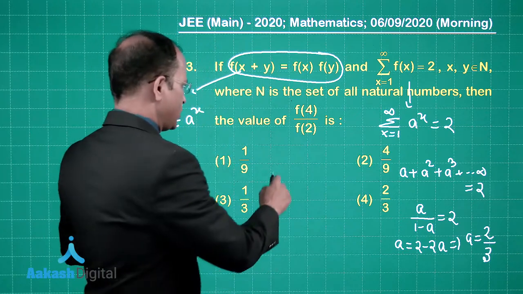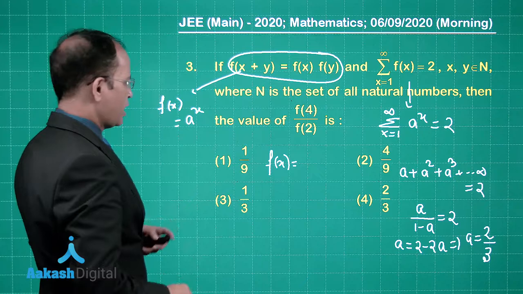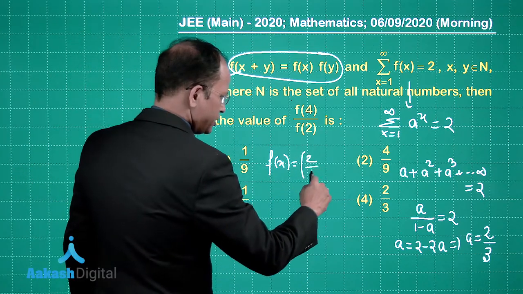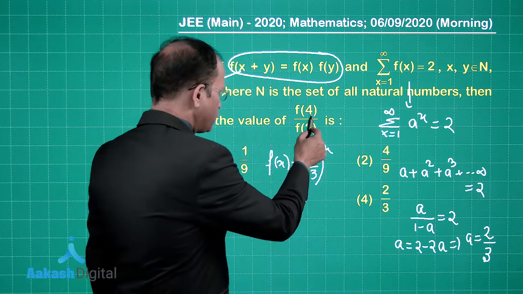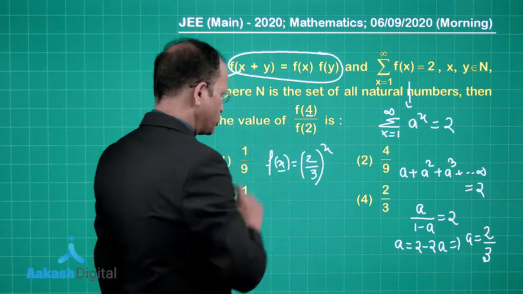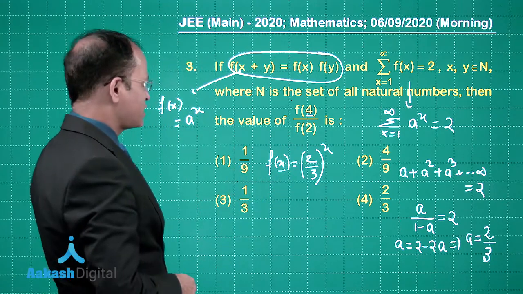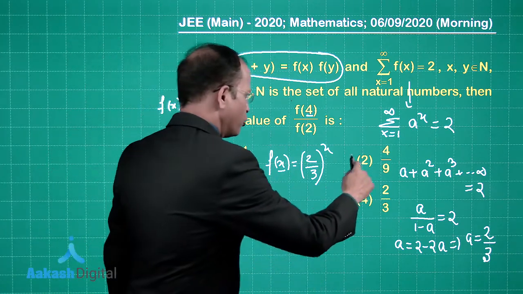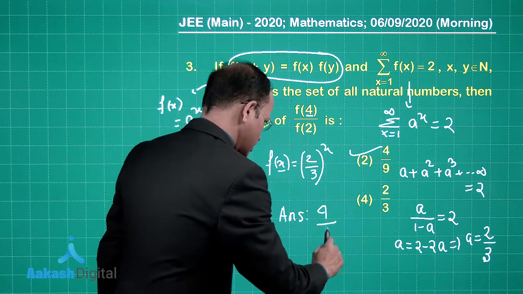So what is f of x then? F of x is 2 upon 3 raised to the power x. So in place of x we substitute 4, and in place of x we substitute 2, and the final answer we get once we substitute the values of x as 4 and 2 is 4 by 9. So the answer will be 4 by 9.